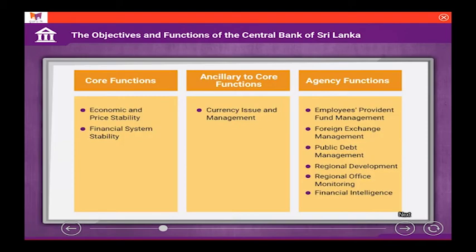The Central Bank of Sri Lanka is entrusted with the responsibilities of being the economic advisor and banker to the government of Sri Lanka, as well as the agent of the government of Sri Lanka. Let's take a look at what functions the Central Bank of Sri Lanka undertakes in discharging these responsibilities.